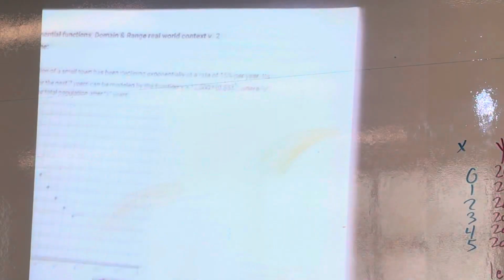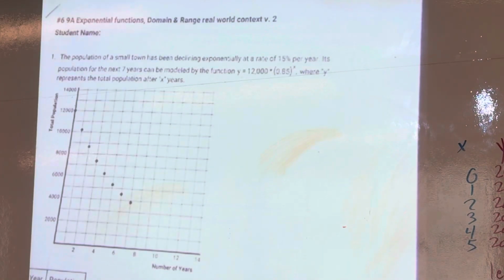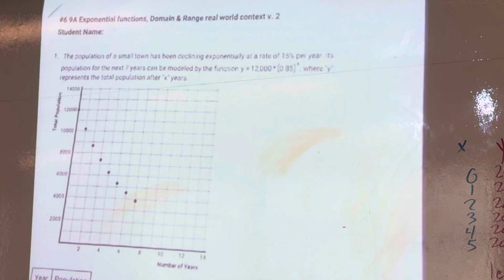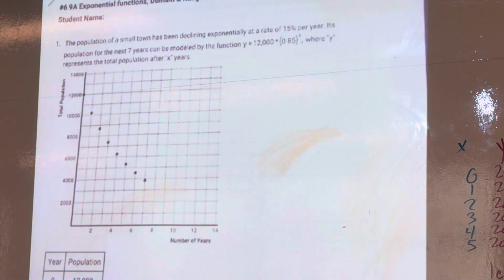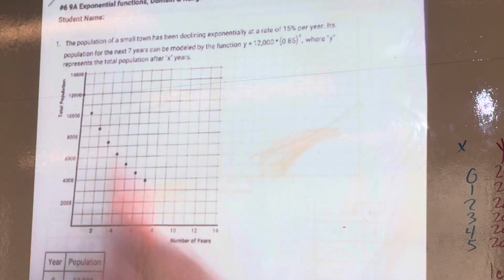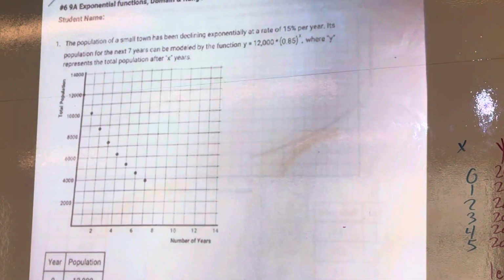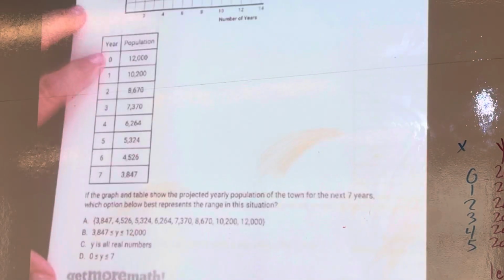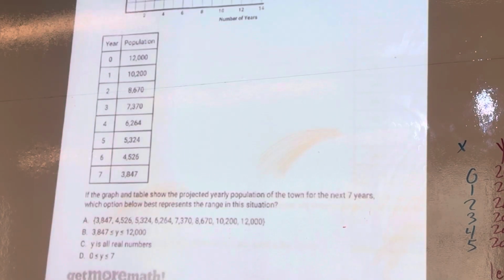Okay, so looking at number 1, the domain is years or population? Years. So, and notice, are these dots connected? No, so there's nothing in between, it's just those years. So, looking at the multiple choice, you have years is from 0 to 7, so what do you think your answer is?